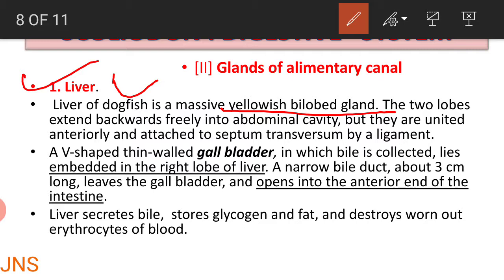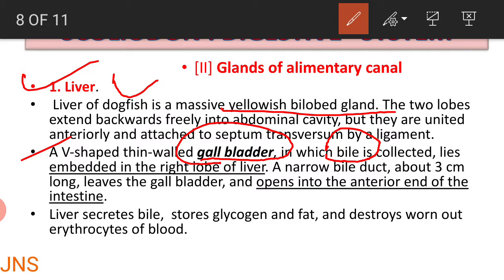A V-shaped thin-walled gallbladder is where the material produced in the liver is stored, in which bile is collected. The material secreted by the liver is called bile. So in the gallbladder, bile is collected, and it lies embedded in the right lobe of the liver.